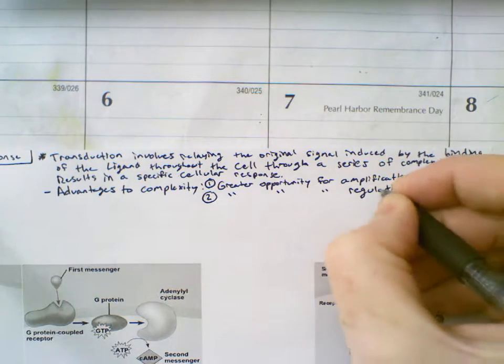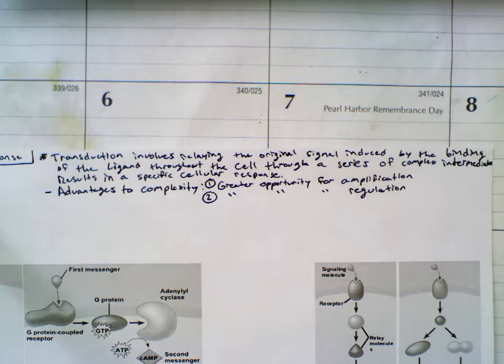And the second is that you have a greater opportunity for regulation. If you want to turn off one of these pathways, there are a lot of steps along the way where you could shut it down. Depending on what pathway it is, maybe you want half of the pathway to continue to perform some sort of response, but you need to cut it off at a different choke point to prevent a different cellular response. There are a lot of steps along the way where cells are able to tailor the cellular responses based on what kind of conditions are going on inside and outside of the cell.